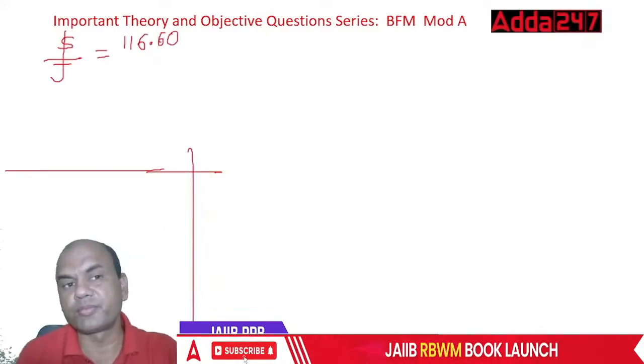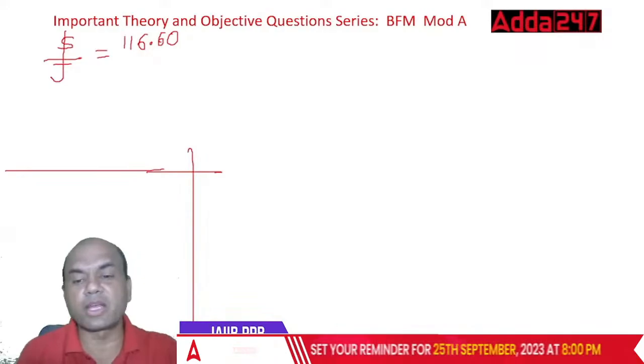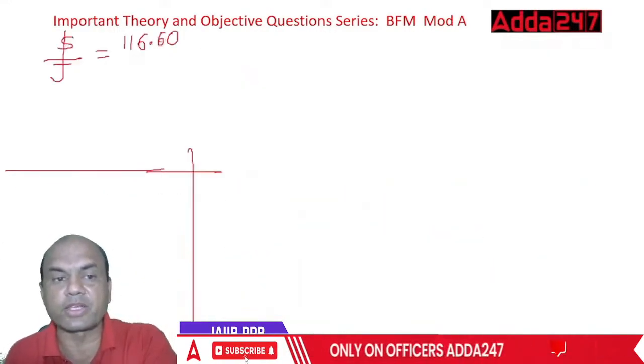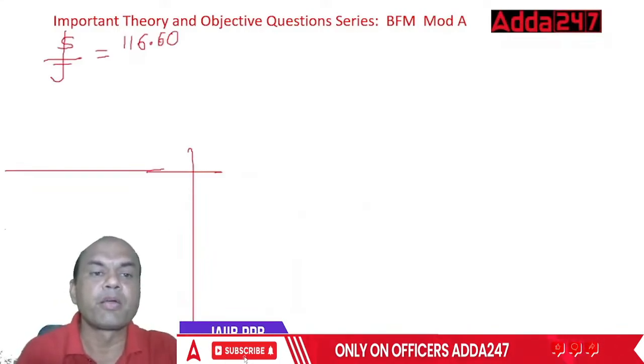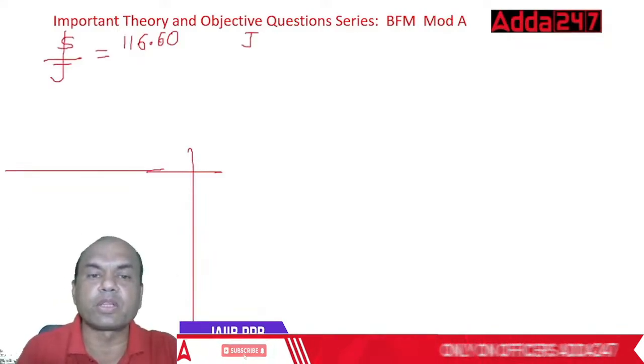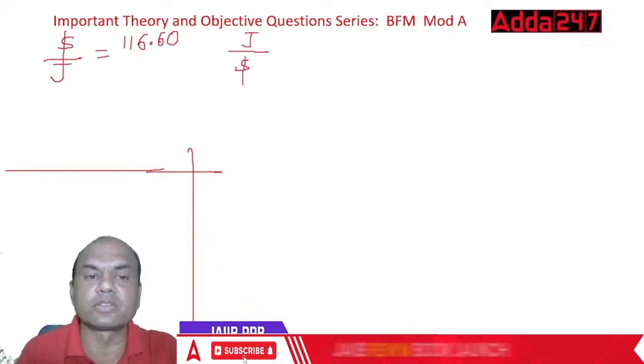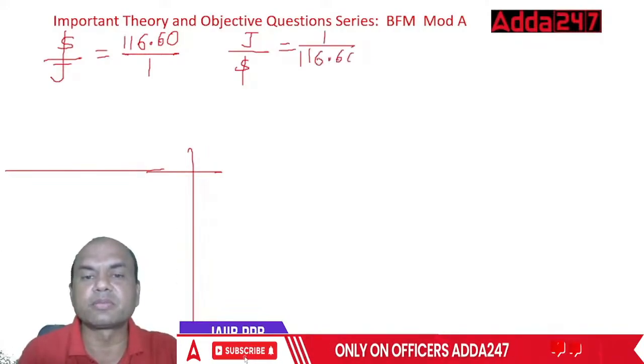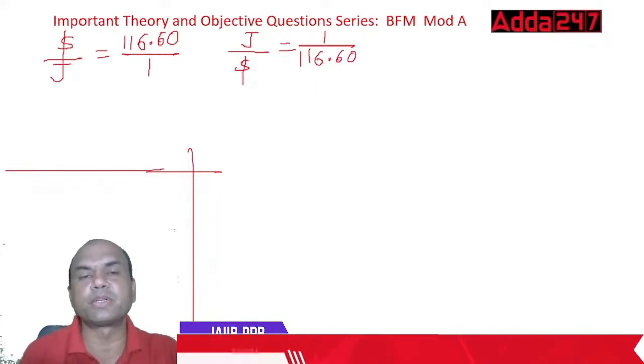Okay. So if I have dollar to JPY and I want JPY to dollar, this is what I am requiring. If I reverse this, what rate will I get? I'll reverse this also. Whenever nothing is below, it means it's 1. So JPY to dollar is 1 upon 116.60.